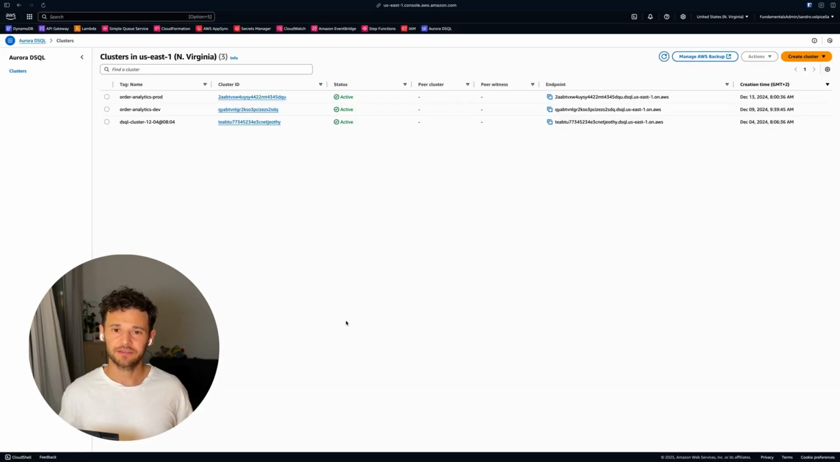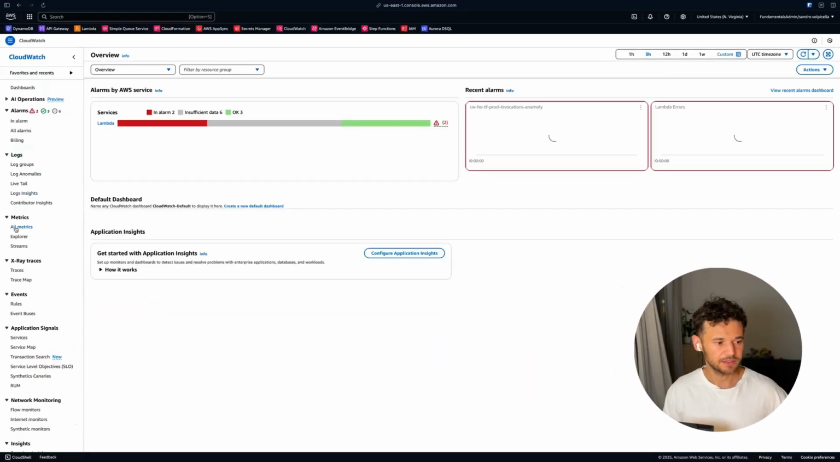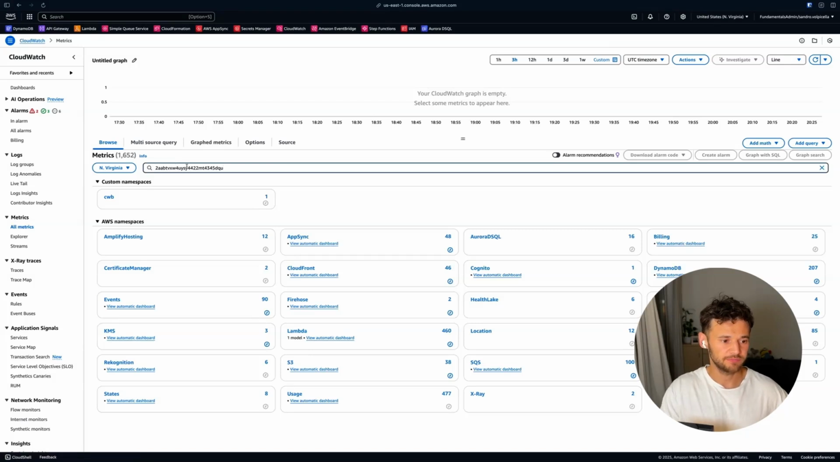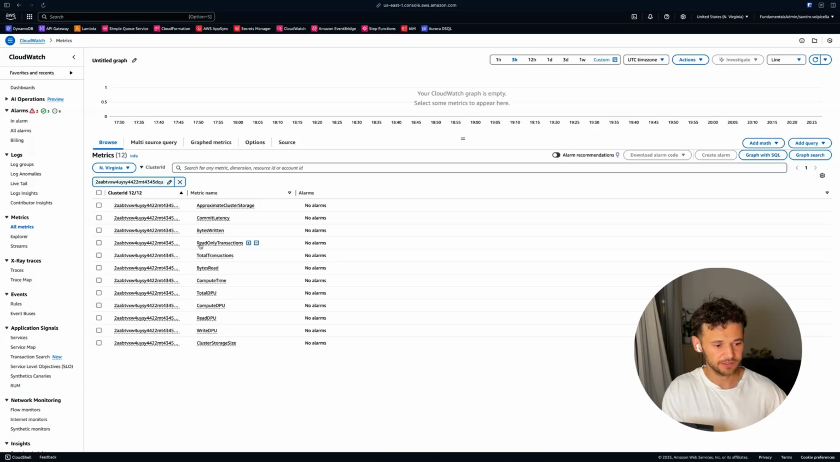To actually understand that, we first of all go to the DSQL service. We need the cluster ID. So we can see order analytics prod is my cluster ID. I copy this one and go to CloudWatch. In CloudWatch, I go to all metrics, paste in my cluster ID, and go to the dimension Aurora DSQL cluster ID. And then I see some metrics only for my cluster.